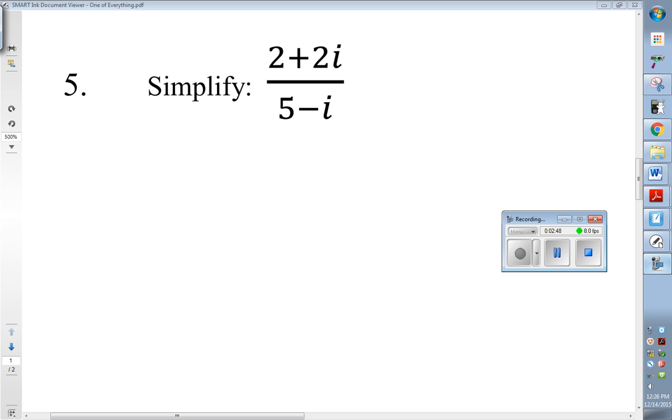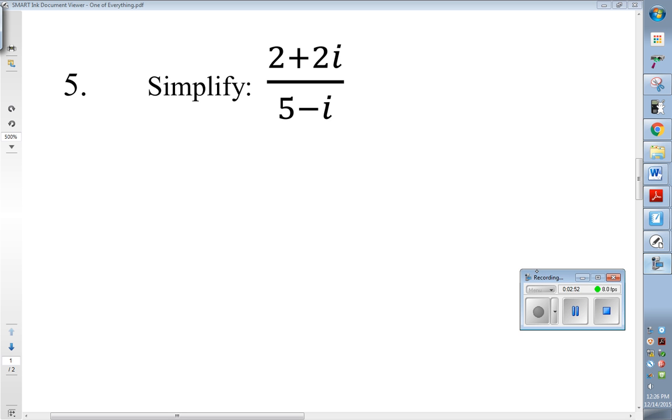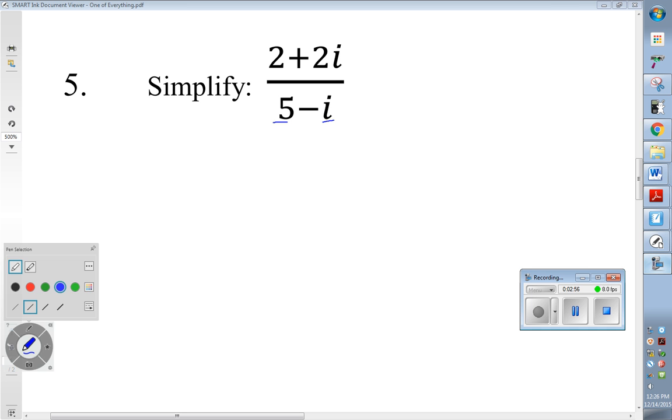On this one, we are simplifying this complex number. It's called complex because it has a number and an i with it. To simplify this, it's a little bit long, but it's not hard. What I want to have happen is I do not want i to be in the bottom of a fraction.